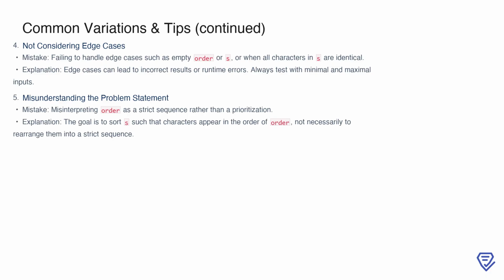Another potential pitfall is misunderstanding the problem statement. Some might interpret order as requiring a strict sequence rather than a prioritization. However, the actual goal is to sort S so that characters appear in the order defined by order, not necessarily to rearrange them into an exact sequence. Understanding this distinction is crucial to implementing the correct solution.